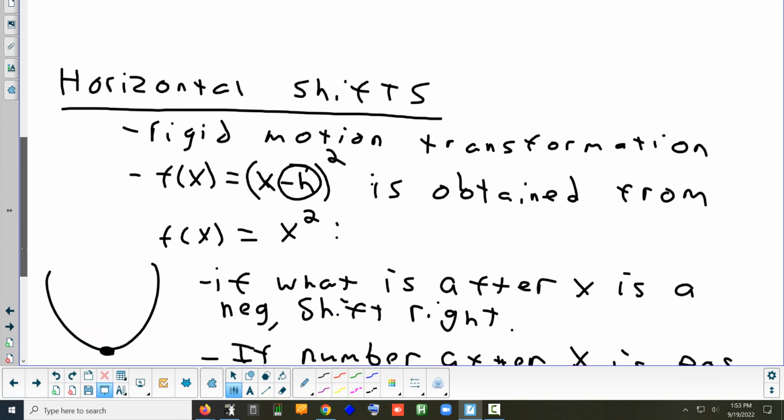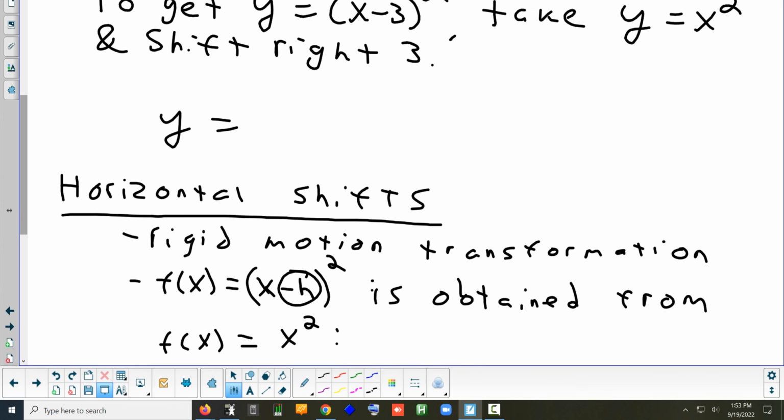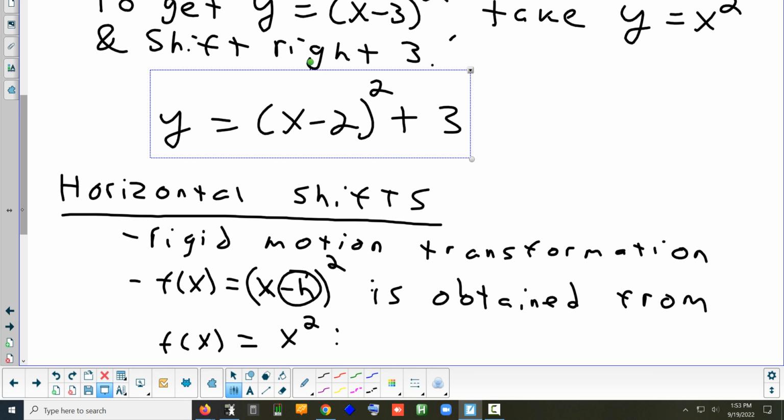So if I ask you something like this, and say, where would the vertex be for that parabola? The only thing you have to look at is the h and the k value. We have to look at those two numbers, and that'll tell you. So this one has been shifted right 2, up 3. So this would have a vertex at 2, 3.